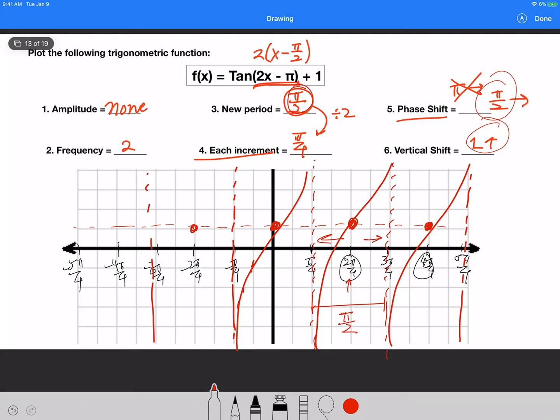So, generally speaking, what you really need to remember is that the new period will be pi divided by b. And each increment will be new period divided by 2, not divided by 4. Those two will be the most different things, I would say, that you have to keep in mind when you guys are doing tangent graphs.